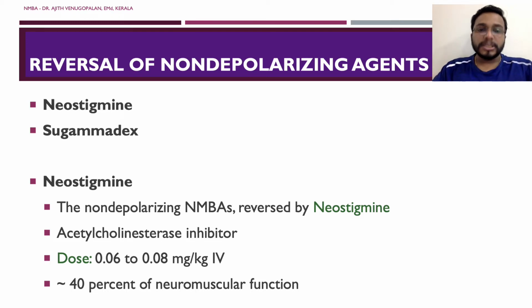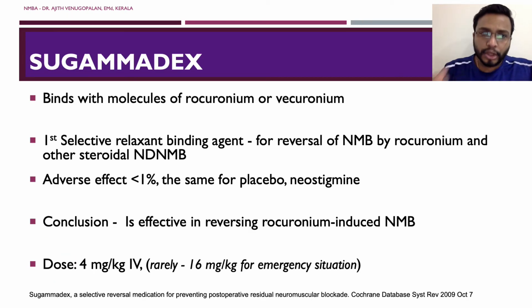The dose is 0.06 to 0.08 mg per kg. Now the newer drug is Sugammadex, which has been found to have a good role in reversal, especially when it is used with rocuronium or vecuronium. Here the adverse effects are very less, and it has a good effective response in reversing rocuronium-induced blocking. The dose is 4 mg per kg IV. Rarely, in an emergency situation, we can give up to 16 mg per kg.